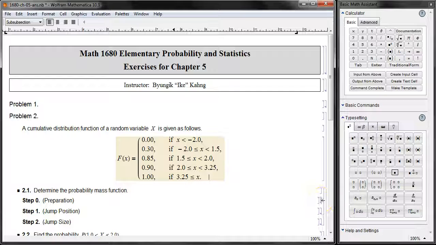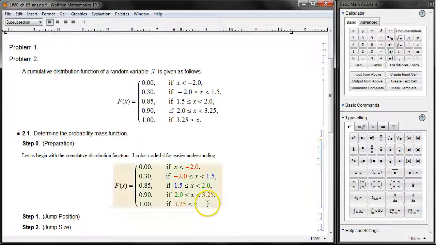Well, here's the answer. See, I color-coded. At x equals -2, we have a jump from the first line to second line. At x equal to 1.5, the blue, we have a jump from 0.3 to 0.85, and so on. So this color coding really helps you see this jump. It's just a preparation.